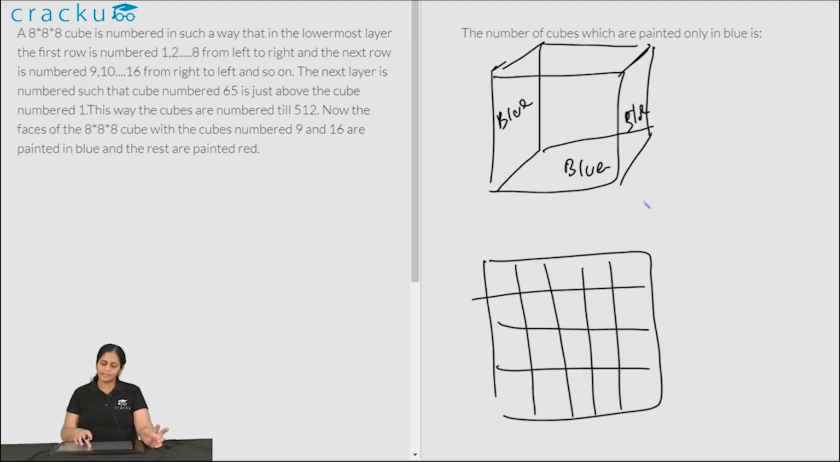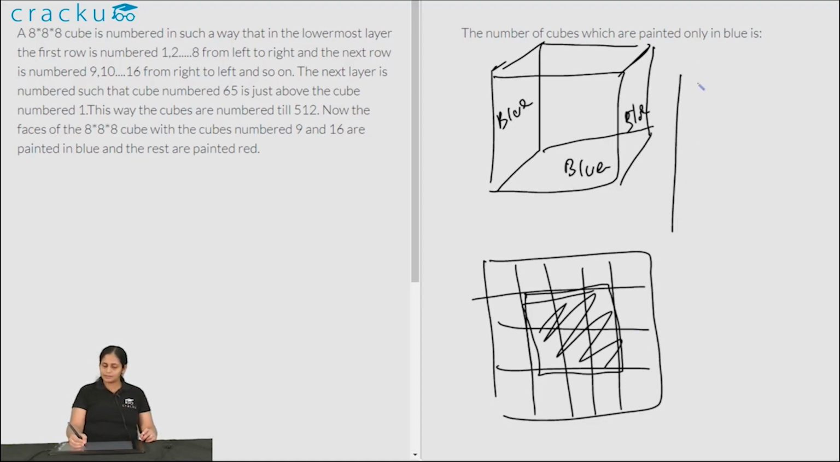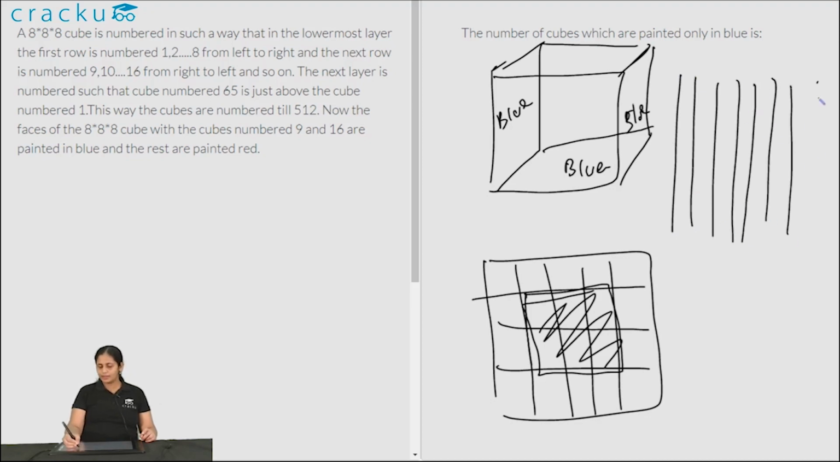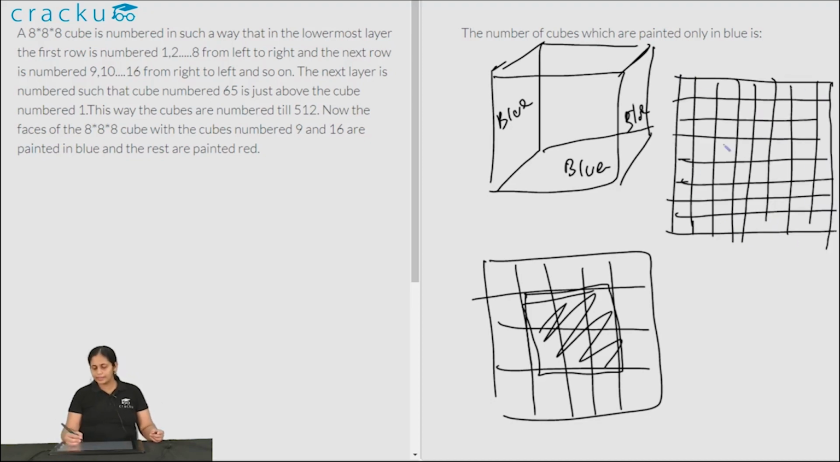Now for all of these 3 faces, the face cubes which are there in the middle, like here, these are not at the corners nor on the edges. For these kinds of cubes, for the blue faces, they'll definitely have only blue paint. So first let's count how many face cubes are there. We have an 8 into 8 face. If I draw this out, 1, 2, 3, 4, 5, 6, 7, 8. Yeah, so this is the 8 into 8 cube.